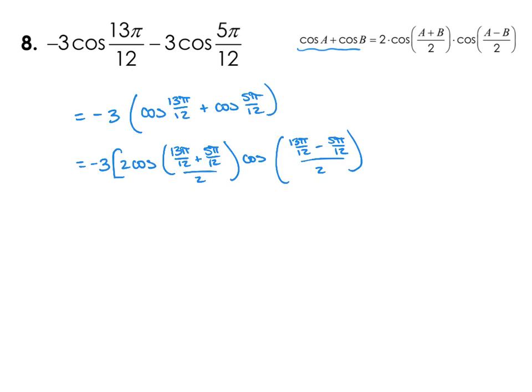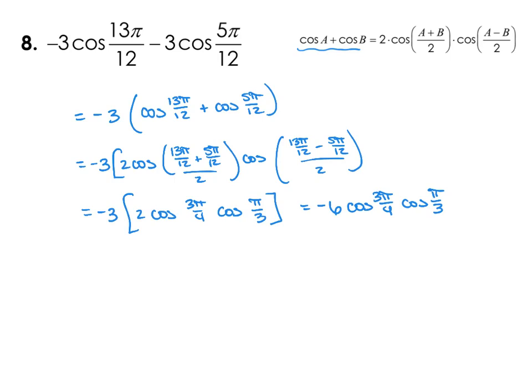Okay, so when I combine all those, now I have -3 times 2 times the cosine of 13 pi plus 5 pi over 12, 18 pi over 12, simplify that, divide by 2, that's going to give me the cosine of 3 pi over 4. If you need to see that done out, just let me know and I can do that for you guys. If we do 13 pi over 12 minus 5 pi over 12, simplify, divide by 2, that's going to give us the cosine of pi over 3. So now what I'm going to end up with is -6 times the cosine of 3 pi over 4 times the cosine of pi over 3.